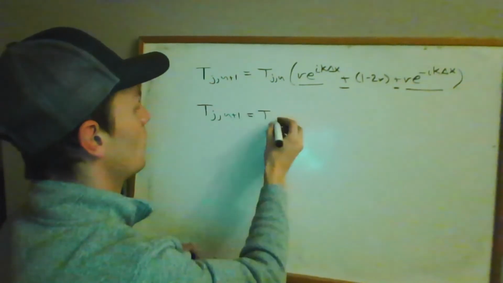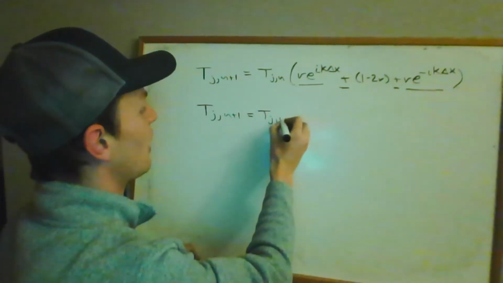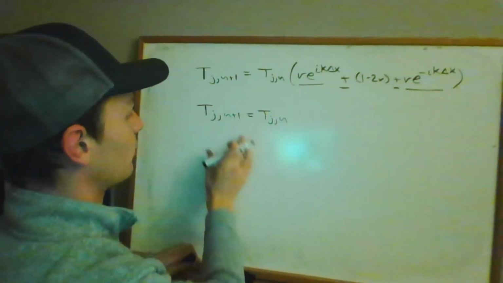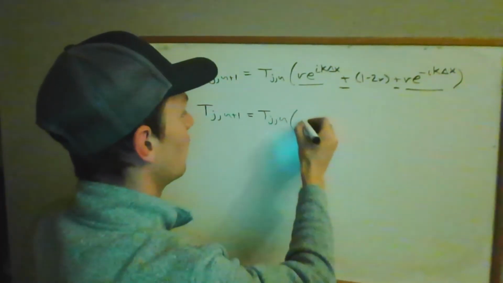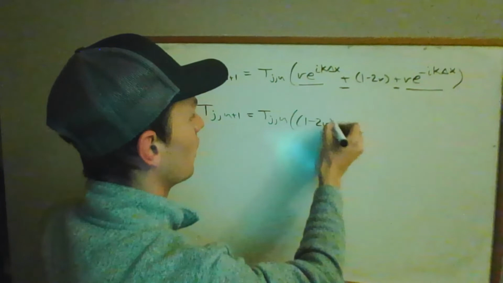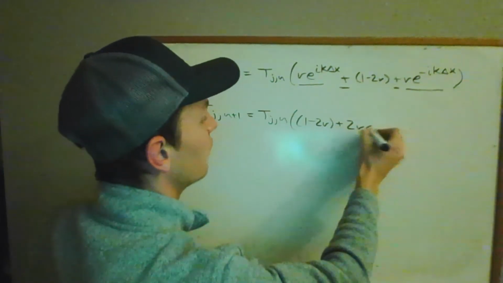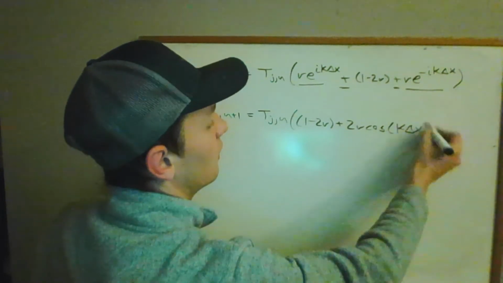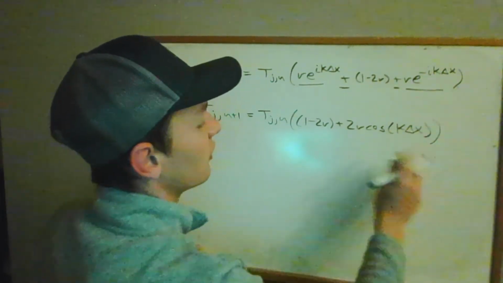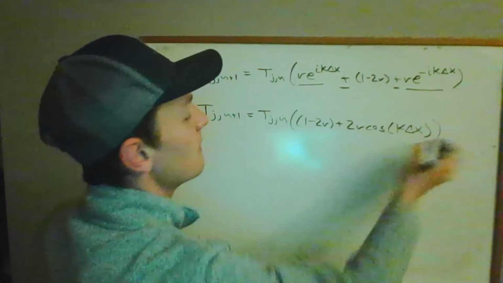Okay, once again, we're at the same position j, and then we have this expression that gives us the temperature at the later time. Okay, we have the 1 minus 2r still, and then now we have plus 2r cosine x, where x is delta x, that's our position step. So we have delta x times k.